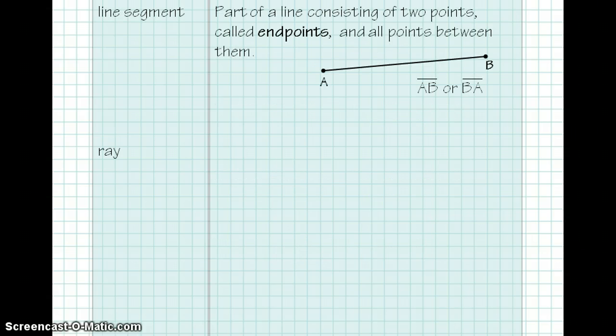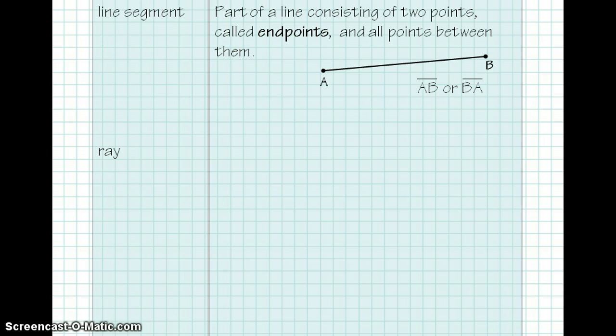Now a line segment is the part of a line consisting of two endpoints and all the points between them. And just like on a line, the order of the letters does not matter on a line segment. You can call this line segment AB or line segment BA. What is important is that you're using capital letters and you're putting a little bar above the letters to show that it's a line segment.